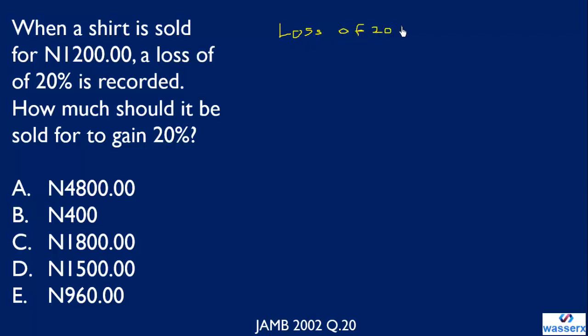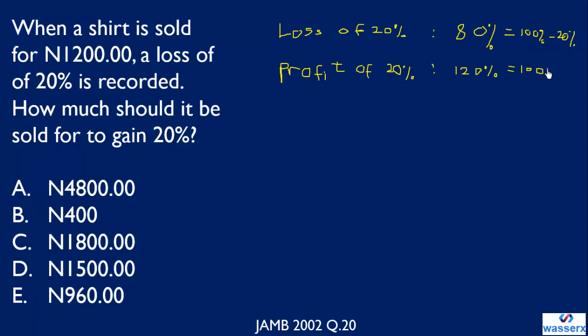So the loss of 20% corresponds to 80%. So the original one is 100%. So the profit of 20% also corresponds to 120%. So the 80% was 100 minus 20%, which gave us the 80%, and the 120% was 100% plus the 20%.